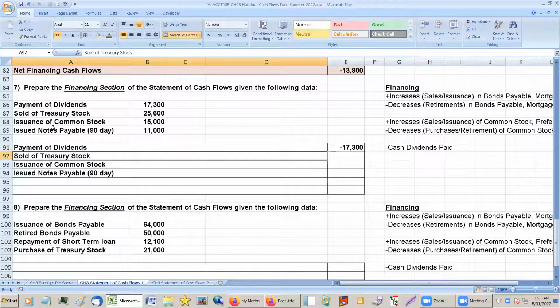Sold treasury stock. Whenever you sell something, your cash goes up. Issuance of common stock. This means we sold it. And if we sold it, that means it goes up. Issued notes payable. So this is going up. Liability going up.